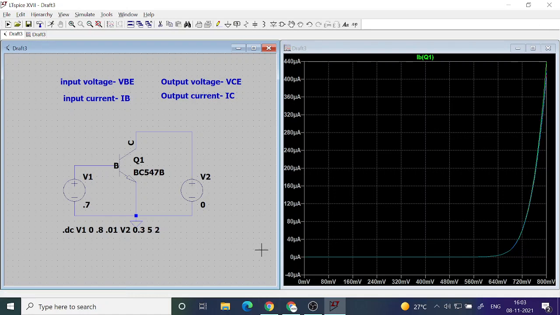So that's all I want to say, but if you have any more questions you can ask. You should be able to know from this experiment how to do input characteristics, how to do output characteristics, what is input characteristics, what is output characteristics, what are the things that you can find out from these characteristics, and also transfer characteristics. Any questions?